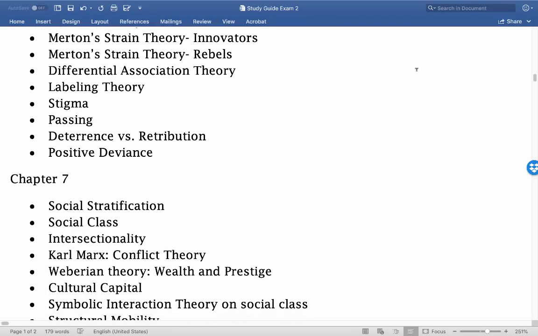Moving on to Merton's strain theory. The only two I'm going to test you on of all of his examples are just innovators and rebels. So innovators are people who accept society's goals, but they reject the society's approved means to achieve their goals, right? So they want the goal of society, which is money, but they reject the approved means, which is getting a college degree and getting a job.